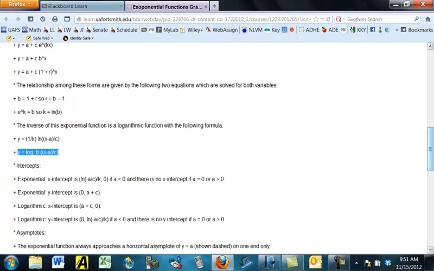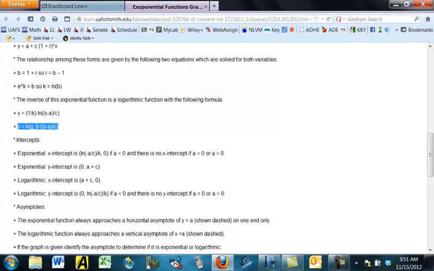Let's talk about some x and y intercepts. Well, the exponential function will always have a y-intercept, but it doesn't necessarily have an x-intercept. It depends on the vertical shift. So if there's no vertical shift, it's not going to touch the axis. So basically, it doesn't cross the asymptote ever.